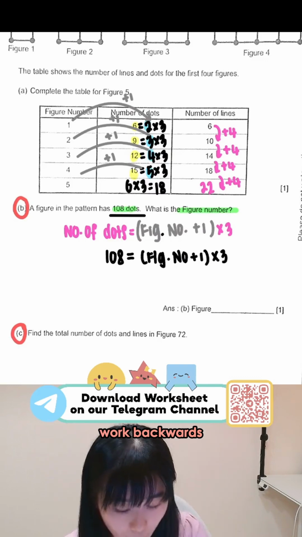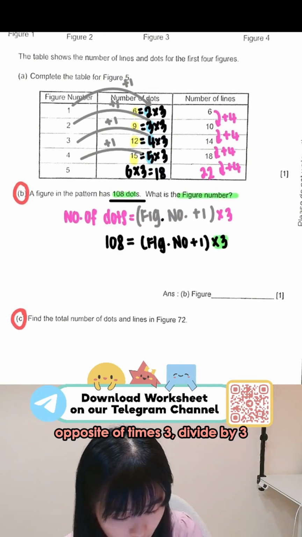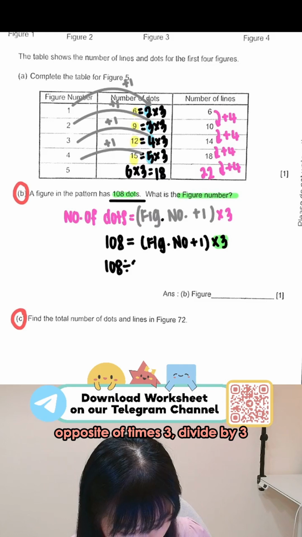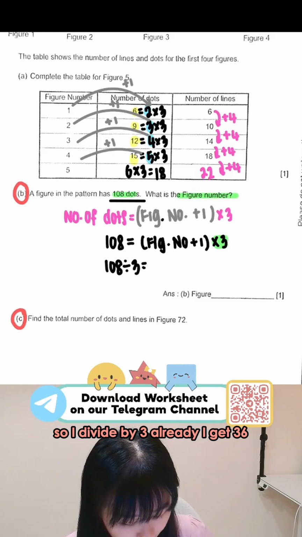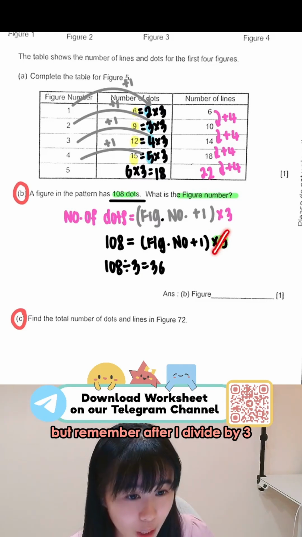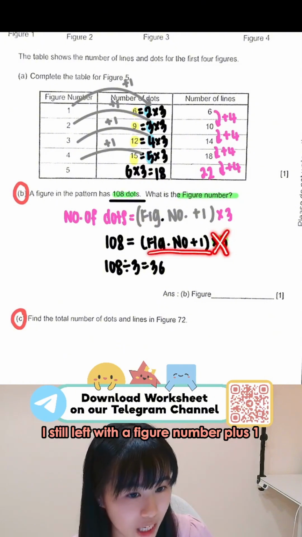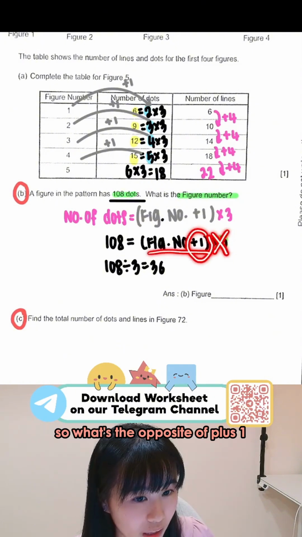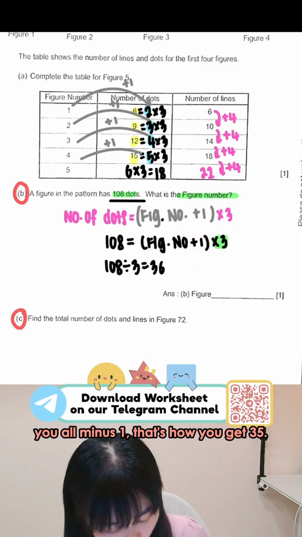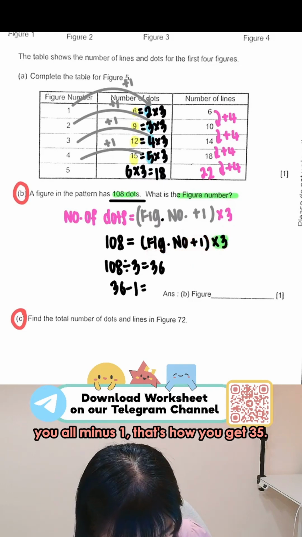Work backwards. Opposite of times 3, divide by 3. So I divide by 3, I get 36. But remember, after I divide by 3, I'm still left with figure number plus 1. So what's the opposite of plus 1? You all tell me it's 35. Good. You all minus 1. Okay, that's how you get 35.